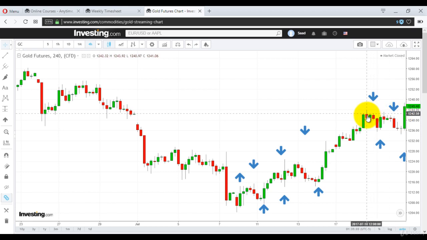Because right here, it's also a box. The top band is here. The bottom band is this low. So, on the low, you can place a stop loss.